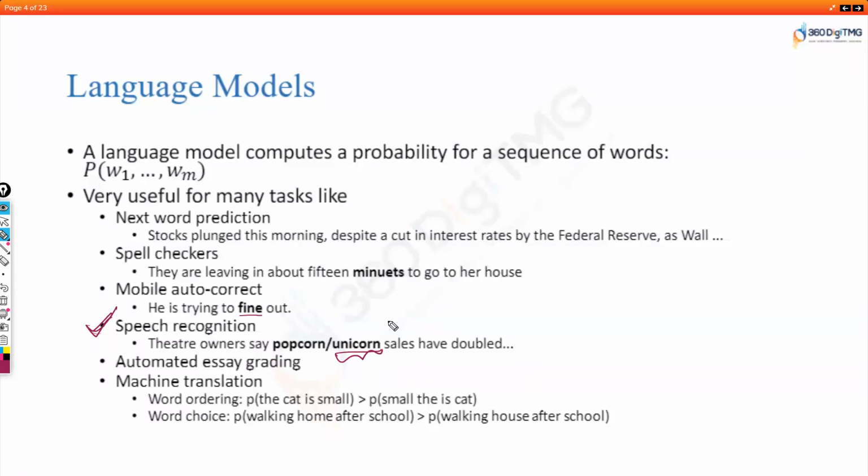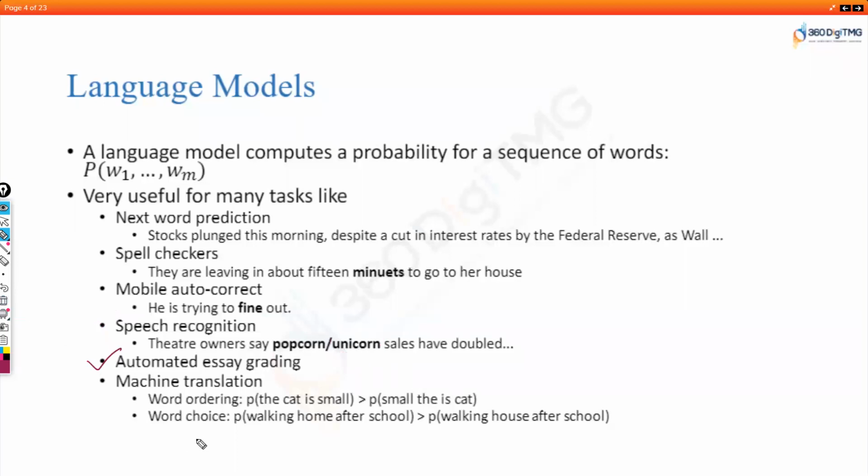Kind of very rare animal. We will not frequently come across that. But then unicorn is a word which is tagged to businesses and startups of late. Any startup which crosses $1 billion in valuation is called a unicorn. So when it comes to speech recognition, given "theater owners say unicorn sales have doubled," it will automatically correct unicorn to popcorn.